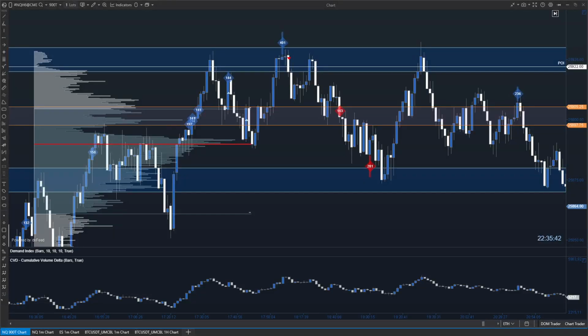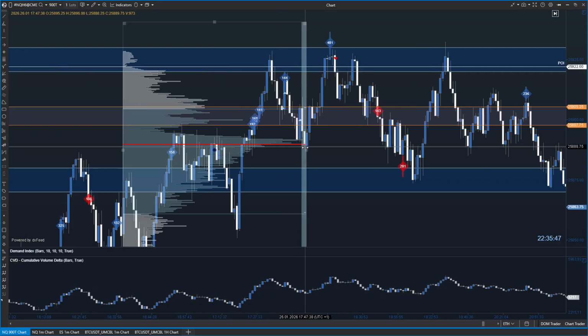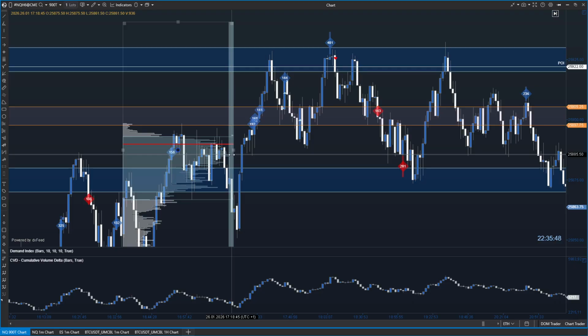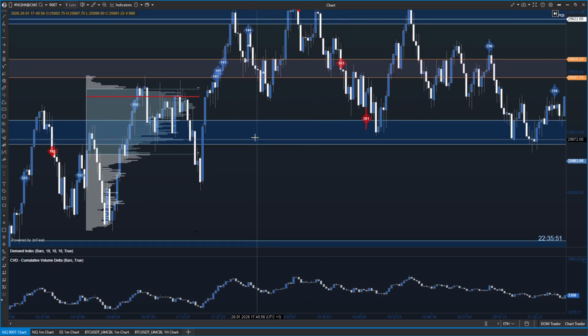Hello guys, today I just want to show you my trade, what I did today, and give you a quick update on how I read the order flow today.